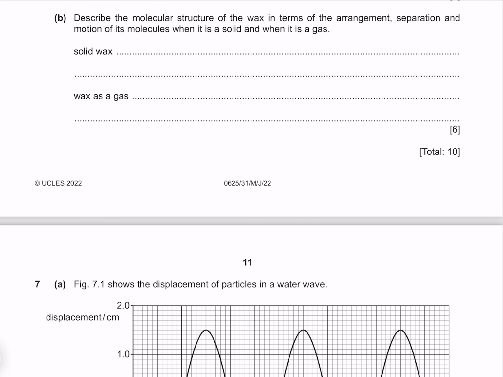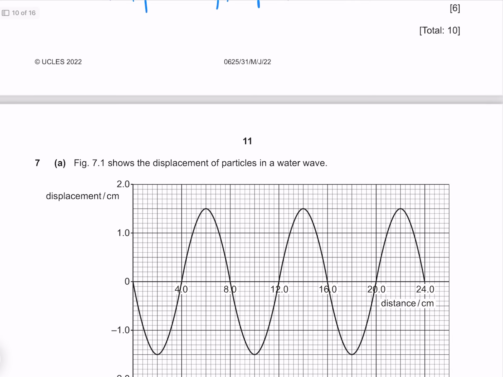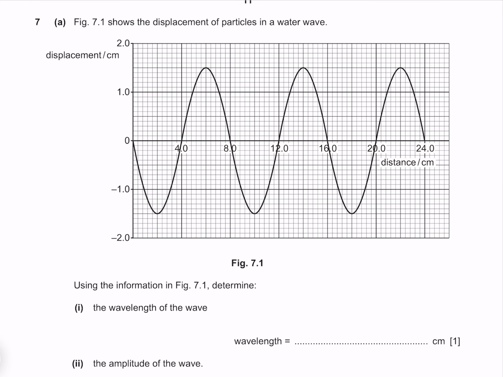Describe the molecular structure of the wax in terms of the arrangement, separation, and motion of its molecules when it is a solid and when it is a gas. For solid wax, the arrangement is fixed, whereas for a gas, the molecules are free to move. For a solid, there is low separation. For a gas, there is high separation. As for the motion, the molecules in solid wax vibrate in place, whereas for a gas, they move randomly at high speeds.